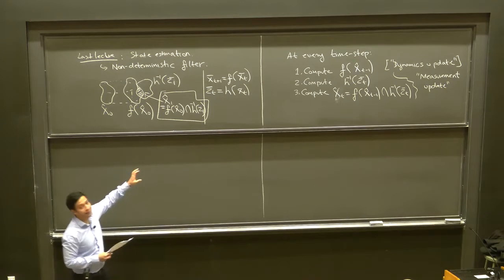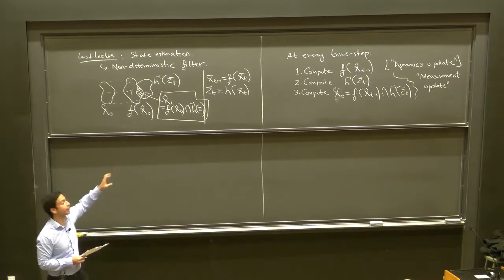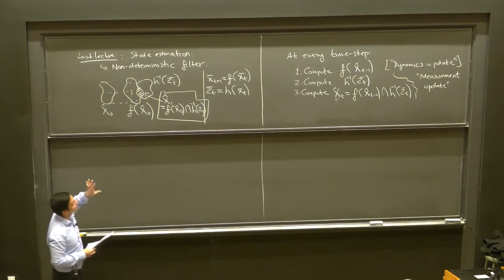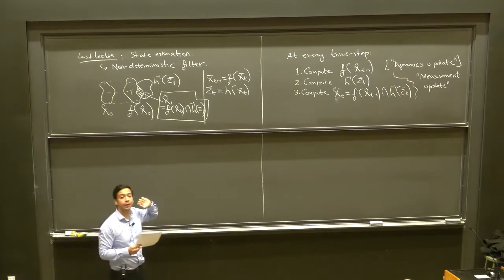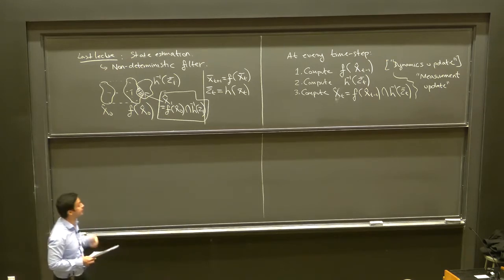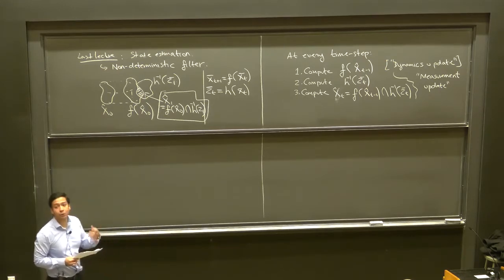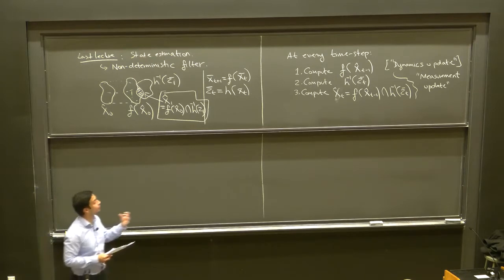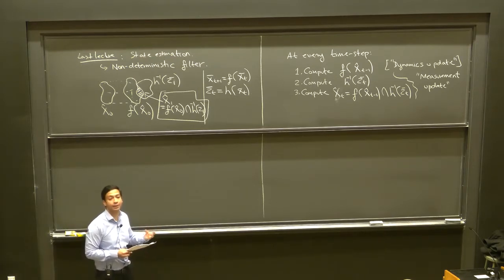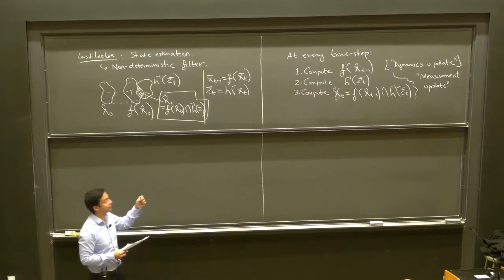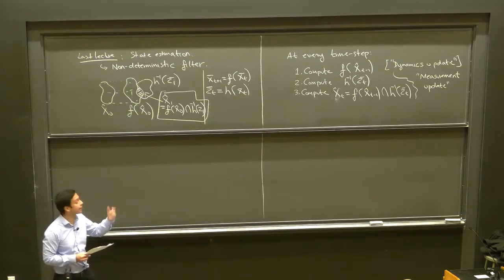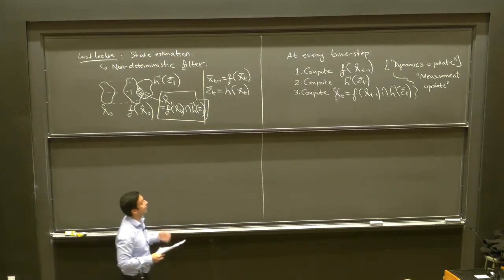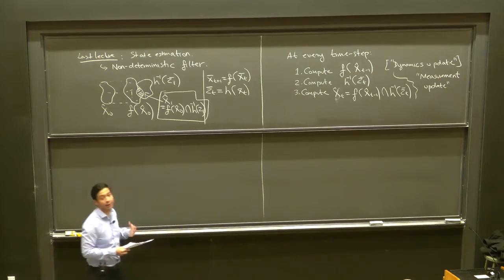The other major conceptual problem with this non-deterministic filter is that at every time step, the thing that we're maintaining is a set. A set of possibilities for where the state can be. And if we're trying to do something like feedback control, we really need a more refined estimate of where the state can be. So we need to somehow pick out a representative element from that set, or do something else to apply a feedback controller.